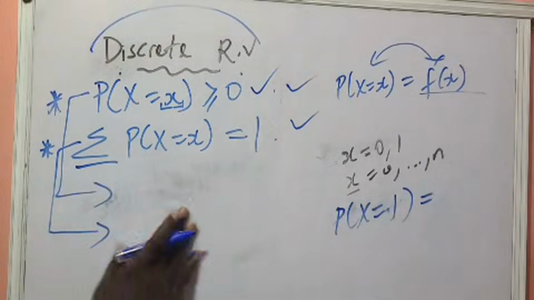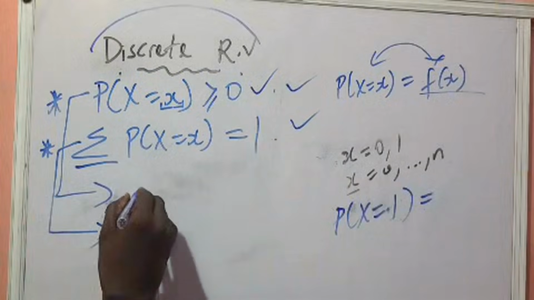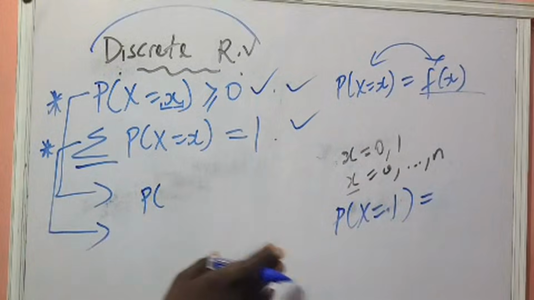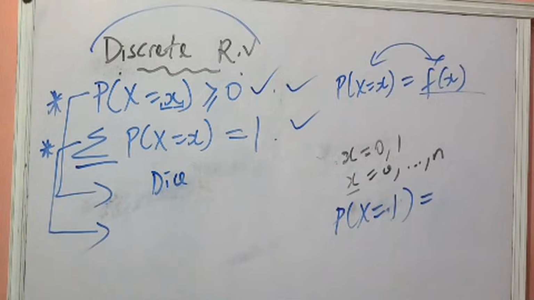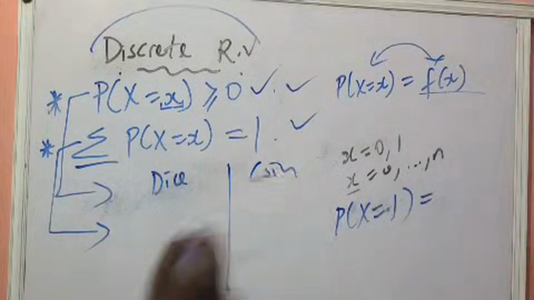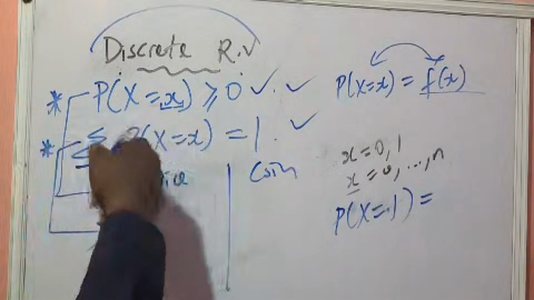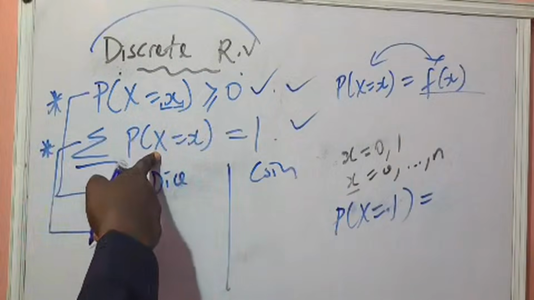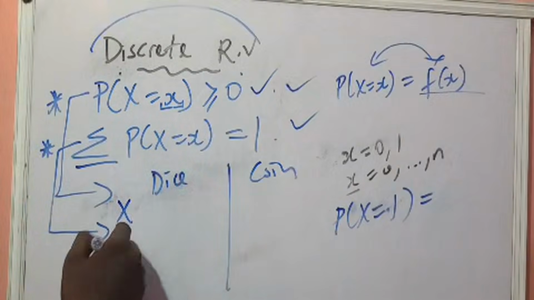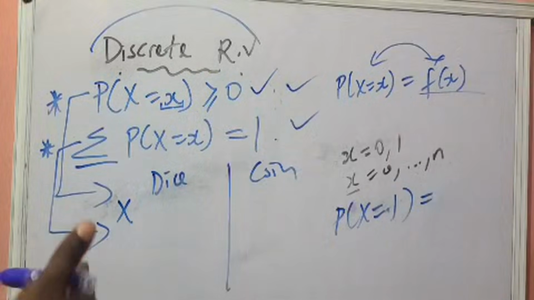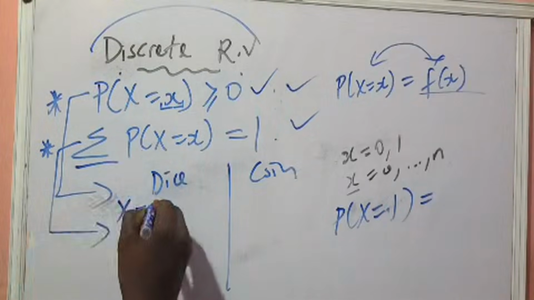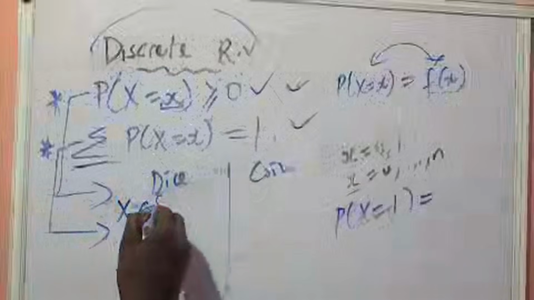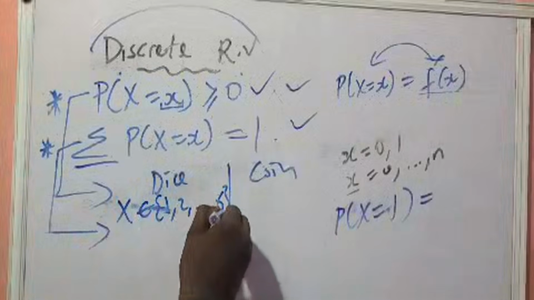Let me give you an instance. If we're dealing with the tossing of a dice or the tossing of a coin, let's use both. Now, let's take our random variable x for a dice. This random variable x represents the outcome of throwing a dice. That means it is an element of 1, 2, up till 6.